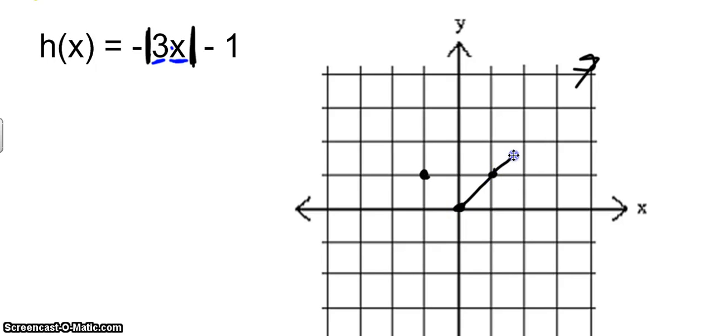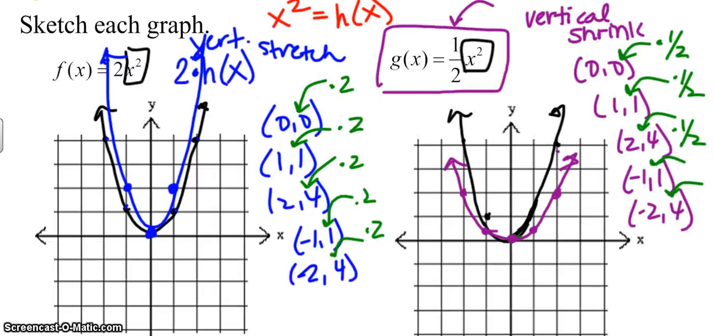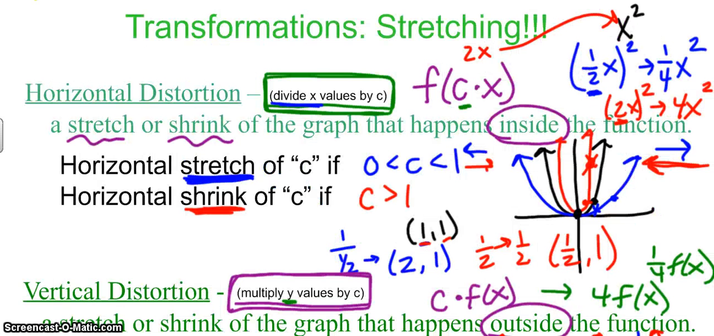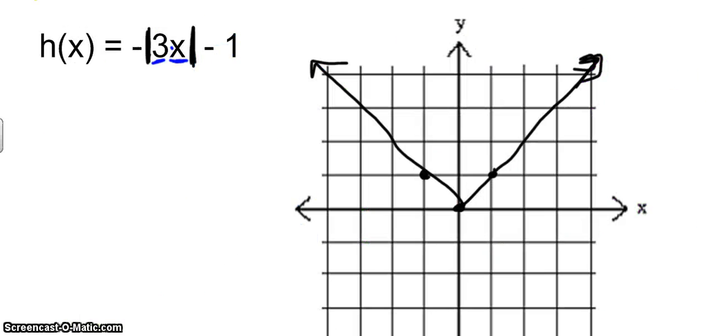So to start, let's think about our parent function of an absolute value graph. You should be pretty comfortable with drawing these parent functions and getting some accurate points plotted. So the first thing that I need to do is apply this horizontal change. If you think back to this long slide, our horizontal change says divide all of your x values by c. So that means I need to get my x values for each one of these points, and I need to divide them by 3.